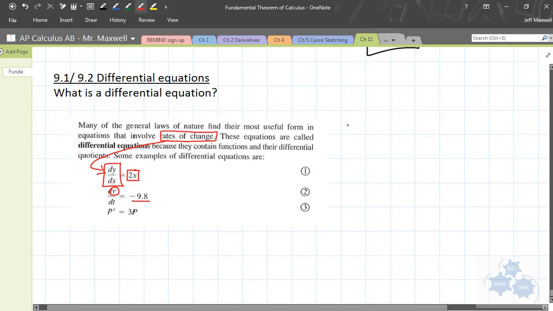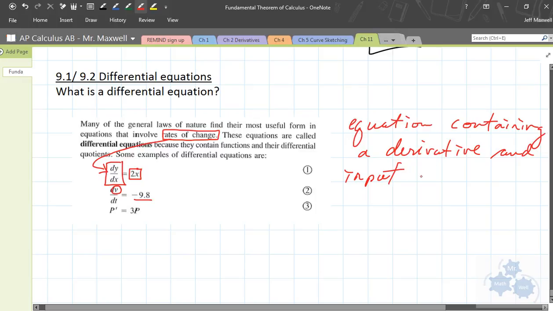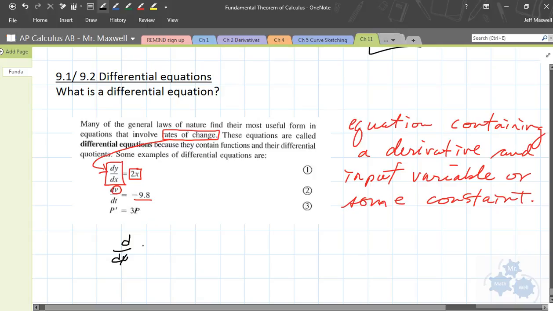So you could write an equation containing a derivative and either the input variable or some constant, at least, as we saw in equation 2 there.